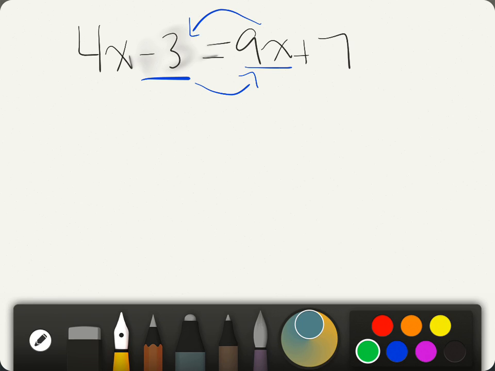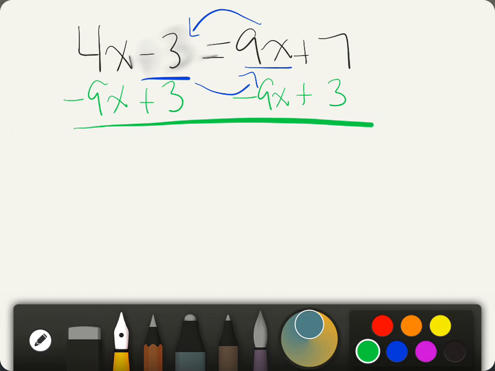So I want to add positive 3 to this side, add positive 3 to this side, minus 9x from this side, minus 9x from this side. So if I do the math, 4x minus 9x is negative 5x. Negative 3 plus 3 is 0. Positive 9x minus 9x is 0. 7 plus 3 is 10. I bring down my equals.